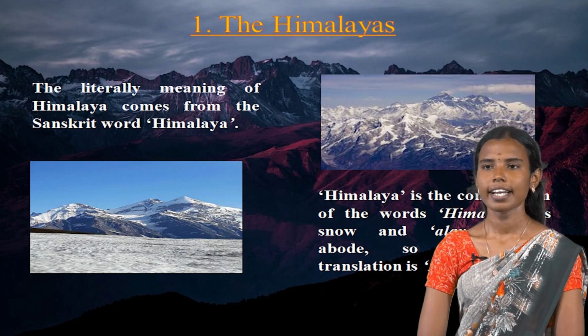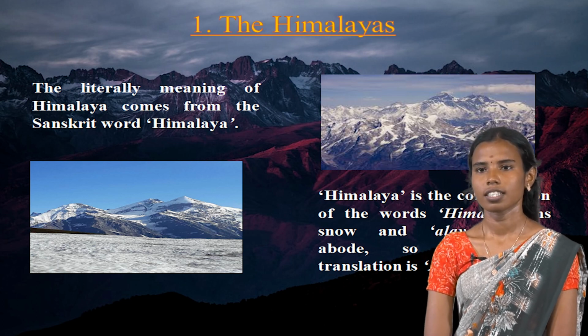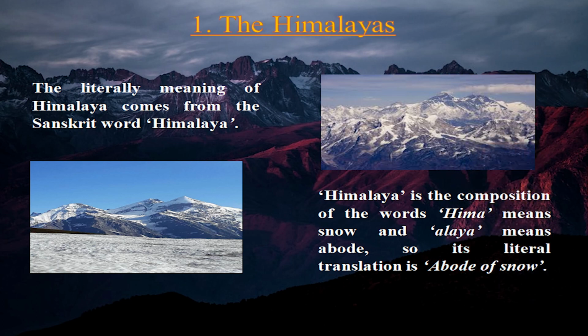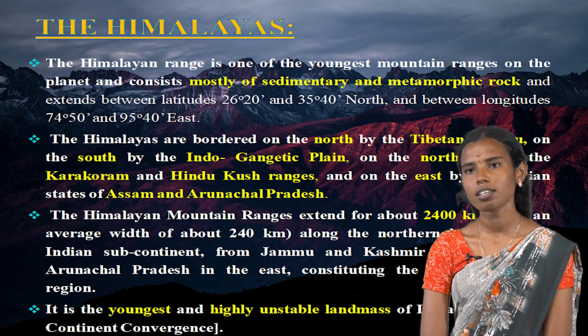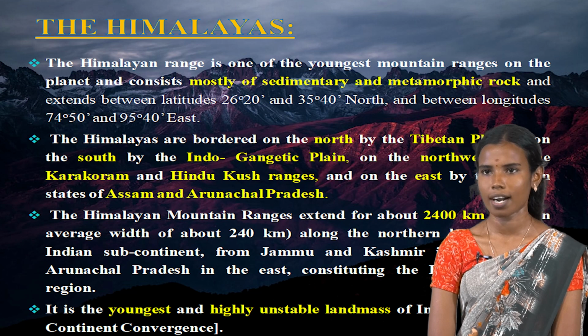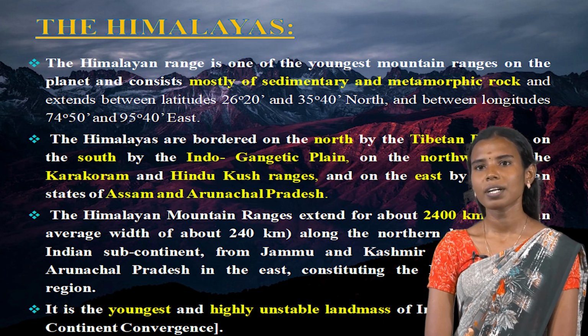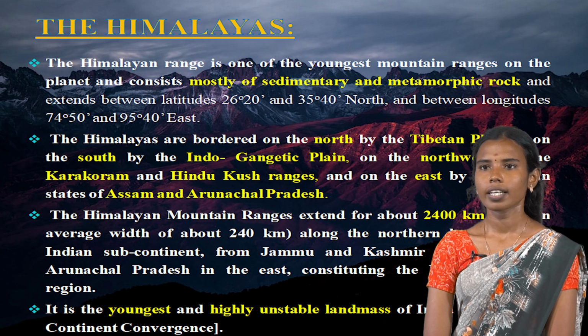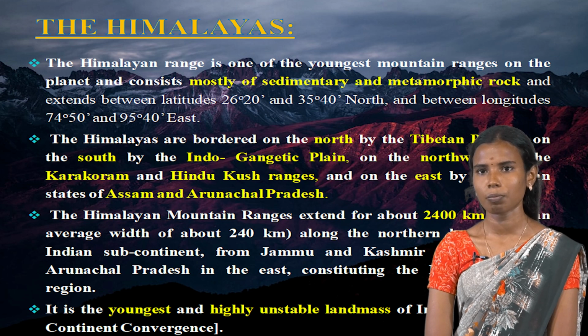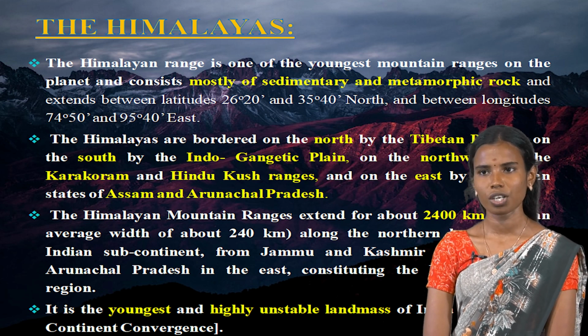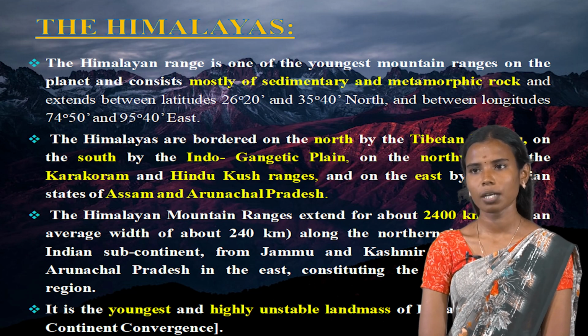Then the first one, the Great Himalayas. The word Himalaya is a Sanskrit word which is a combination of 2 words, Hima and Laya. Hima means snow and Laya means abode. So it's a literal translation of abode of snow, which means the home of snow. The Himalayas is one of the youngest mountain ranges on the planet and it consists mostly of sedimentary rocks as well as metamorphic rocks. It extends between latitude 26 degree 20 minutes and 35 degree 40 minutes north and between longitude 74 degree 15 minutes and 95 degree 40 minutes east.